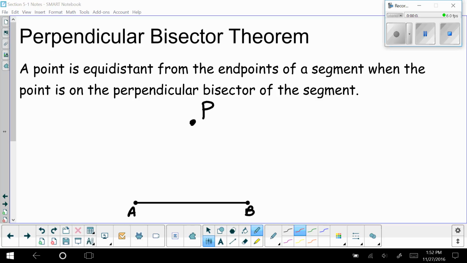So in this video, we're going to be looking at two different theorems here. The first being the perpendicular bisector theorem. In this theorem, I have some point P that I'm going to say is on the perpendicular bisector of segment AB. So to be a perpendicular bisector of a segment, first of all, it has to be perpendicular. But then it also has to bisect segment AB.